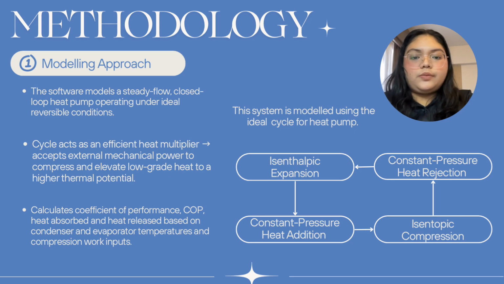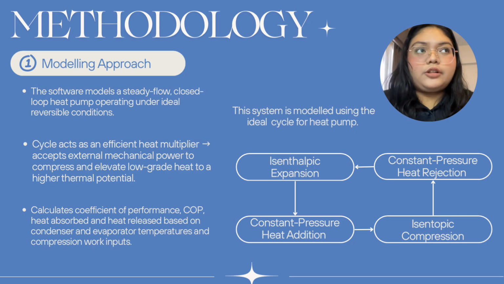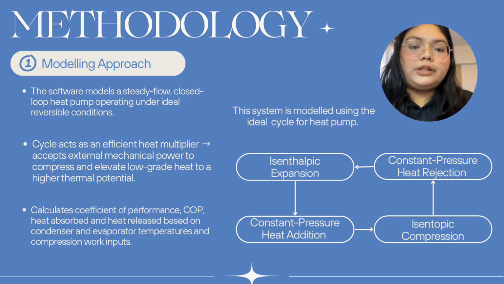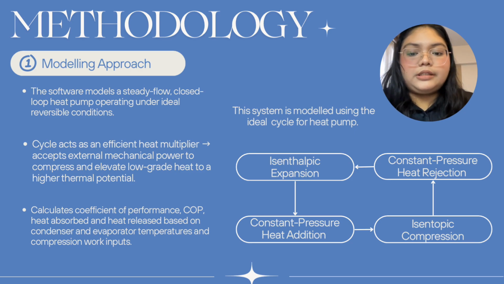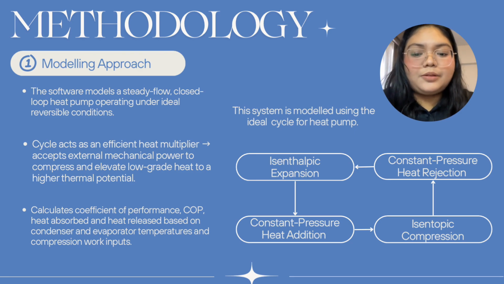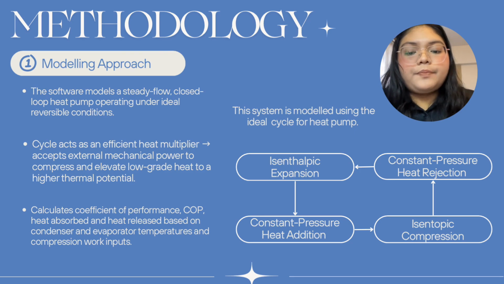Next, the methodology, which is first the modeling approach. The system model consists of four distinct processes: isentropic compression, constant pressure heat rejection, isentropic expansion, and constant pressure heat addition. The software models a steady flow, closed-loop heat pump, which operates under ideal reversible conditions. The cycle acts as an efficient heat multiplier, which accepts external mechanical power to compress and elevate low-grade heat to a higher thermal potential. It also calculates the coefficient of performance, COP, and the heat absorbed and heat released, based on condenser and evaporator temperature and compression work input.